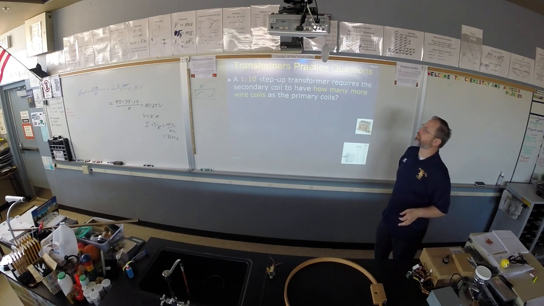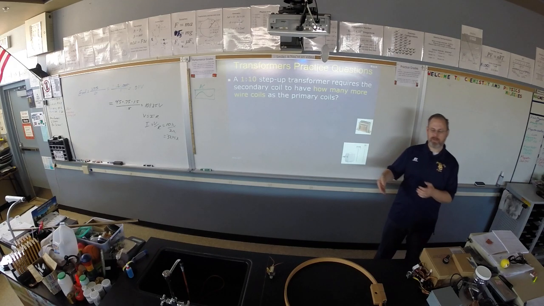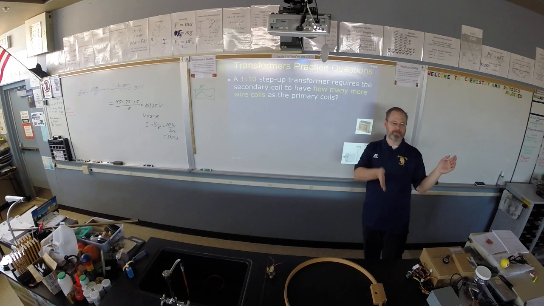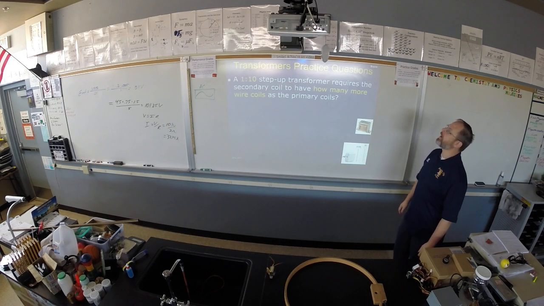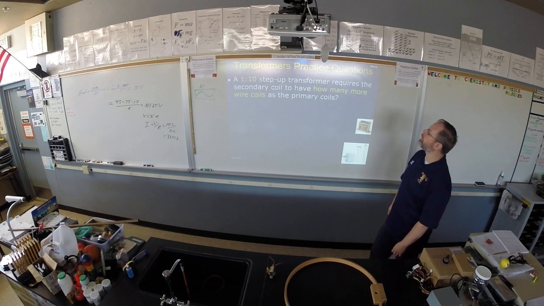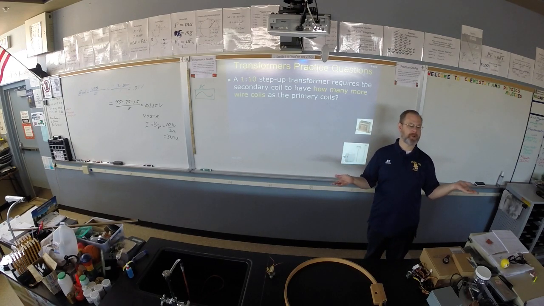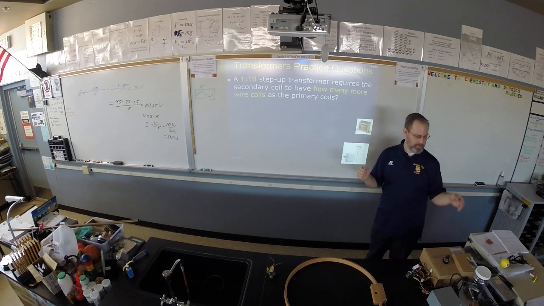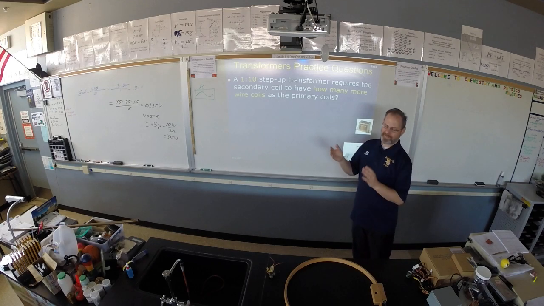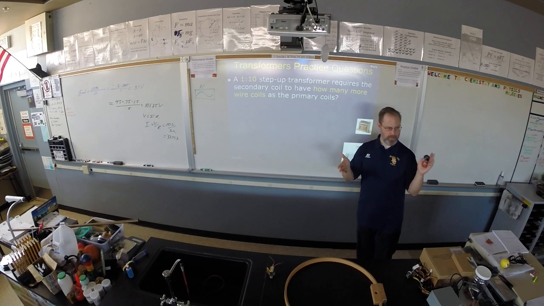A 1 to 10 step-up transformer, and again, the ratio is by convention small number, big number when it's a step up, and big number, small number when it steps down. And what is it stepping? Voltage, EMF. A 1 to 10 step-up transformer requires a secondary coil to have how many more wire coils as the primary coil? 10 times. It's probably not 1 to 10 because that one coil would have to be gigantic to take in all the voltage. But it's probably 1,000, 10,000, or 100, 1,000, or 500, or sorry, 550.